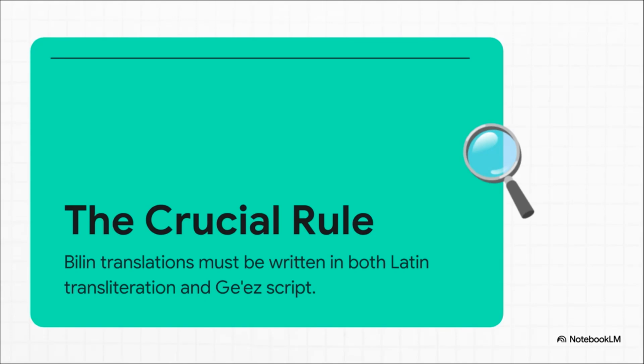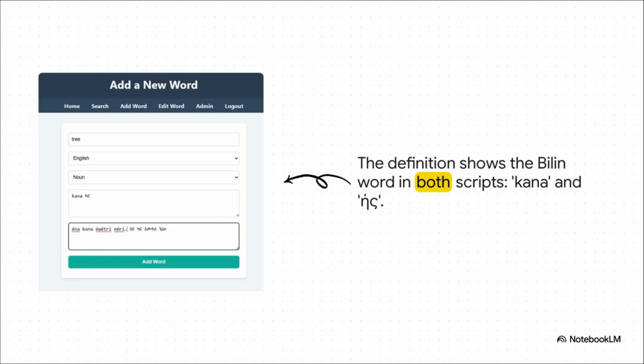Simple as that. Okay, now we've hit the most important rule of all. This is key. To make sure this dictionary works for everyone, any Bilen translation you add, doesn't matter if it's a definition or an example, it has to be written in 2 different scripts. The Latin transliteration we're all used to, and the traditional Geez script. And this here is a perfect example of what I mean. For our word tree, you can see the Bilen translation in both forms right in the definition field. You've got kana using the Latin alphabet, and then right next to it, the exact same word written in the Geez script. It's brilliant because it makes the dictionary useful for absolutely everyone, no matter which writing system they know best.